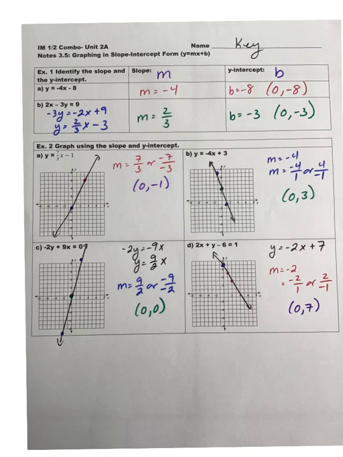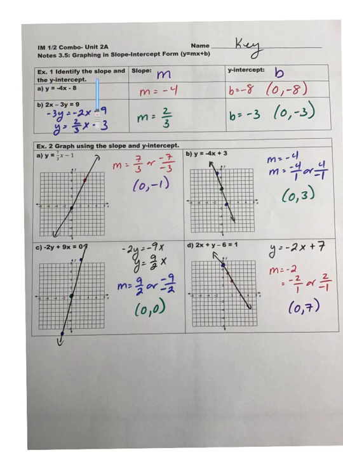All right, my beauties. We are going to do some more graphing, but this time from slope-intercept form, that y equals mx plus b that most people are very accustomed to. All right, so just a little quick reminder. Remember, m represents the slope and b represents the y-intercept.